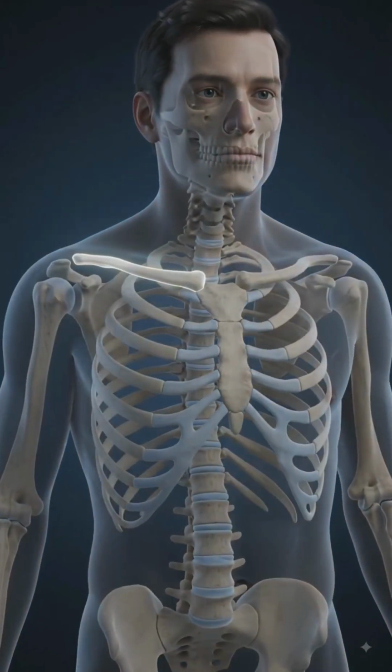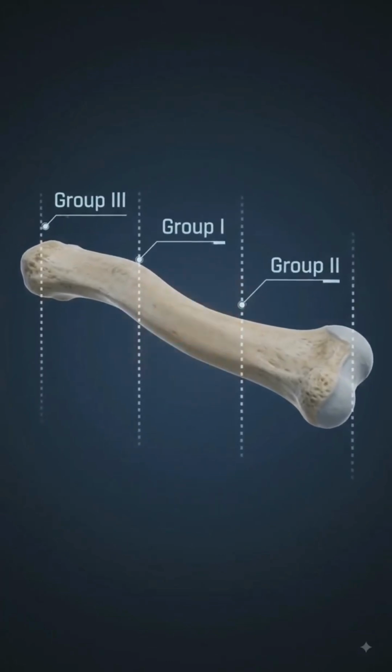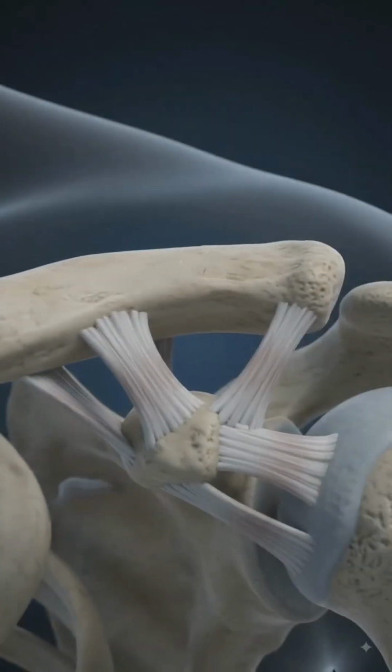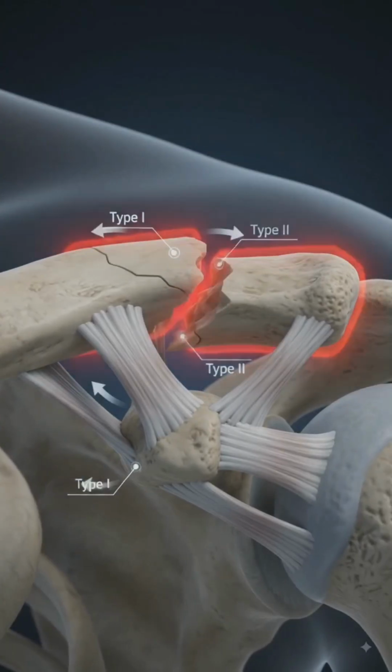Clavicle fractures account for up to 10% of all human fractures. Group 1 occurs in the middle third, Group 2 in the distal, and Group 3 in the proximal. Mears classification predicts non-union risk in distal fractures.